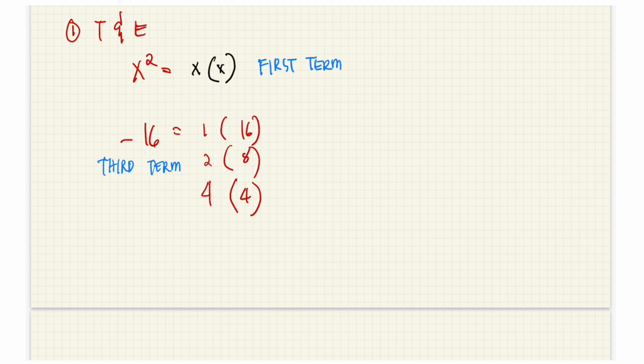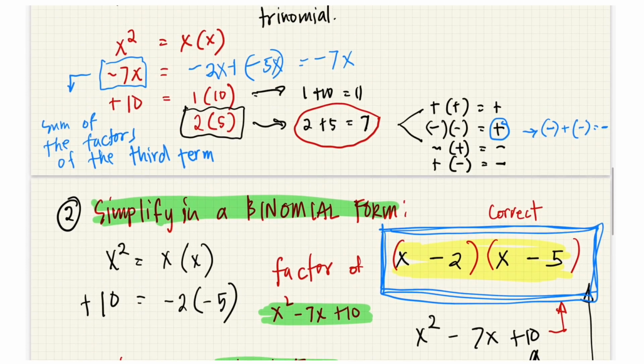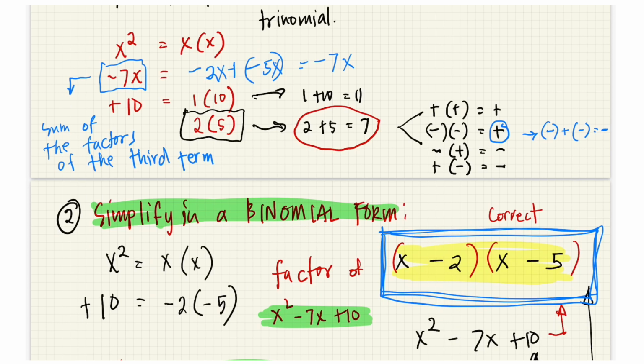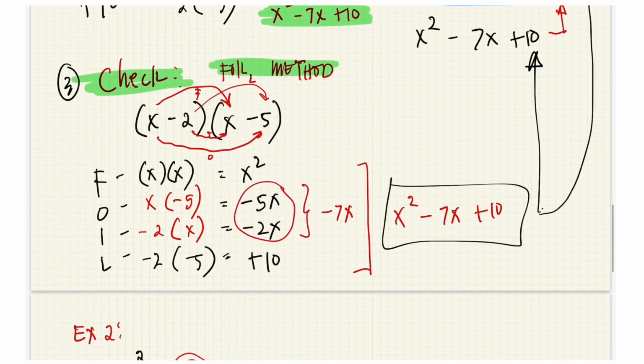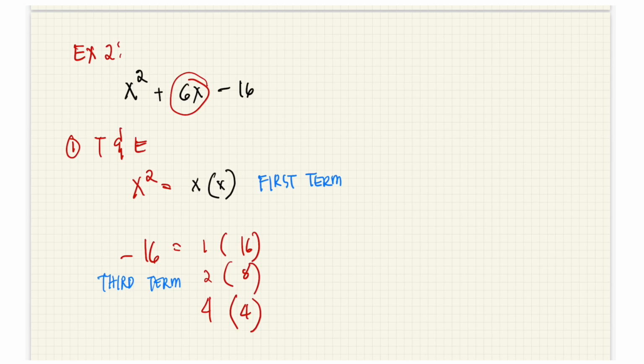Now we have to combine. Remember, the sum of the factors of the third term gives the middle term. If you add 16 plus 1, the answer is 17. Cannot. We have 2 times 8, 2 plus 8, the answer is 10. 4 plus 4 is 8. But if you subtract, 1 times 16, that's 15. But 8 minus 2, the answer is 6.